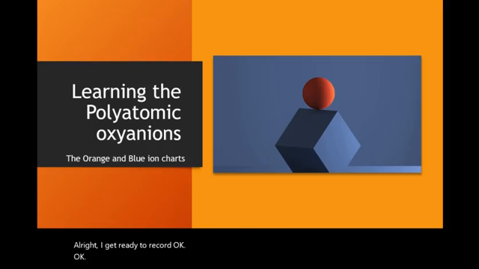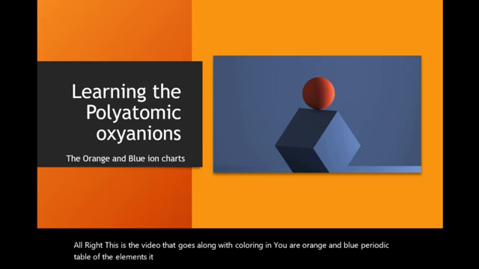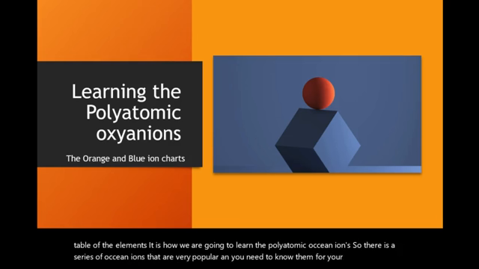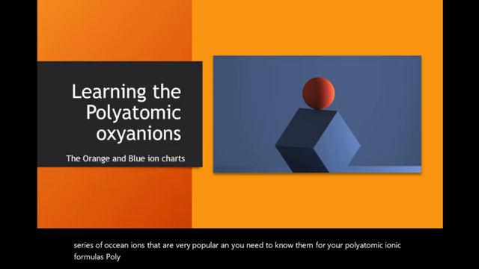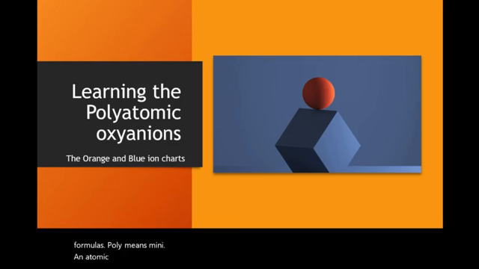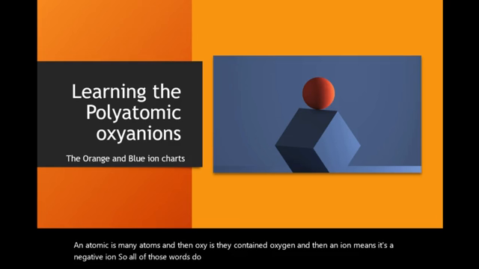All right, this is the video that goes along with coloring in your orange and blue periodic table of the elements. It is how we are going to learn the polyatomic oxy-anions. So there's a series of oxy-anions that are very popular, and you need to know them for your polyatomic ionic formulas. Poly means many, and atomic is many atoms. And then oxy is they contain oxygen, and then an anion means it's a negative ion. So all those parts of the words do indeed mean something.